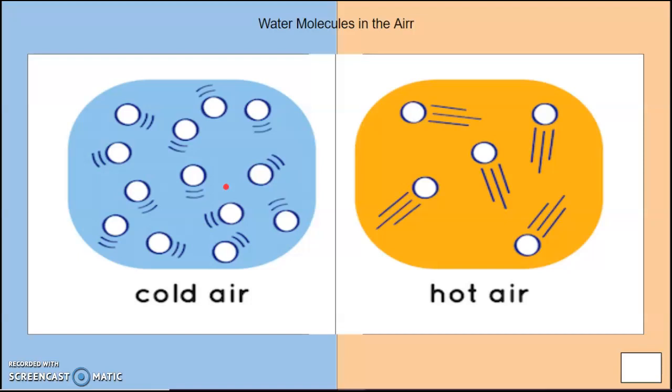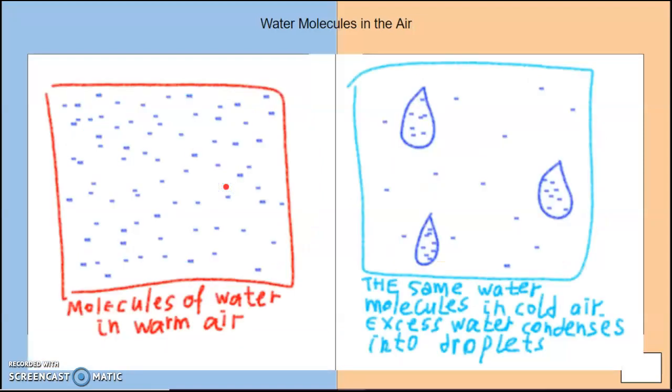Okay, so now I'm going to flip this around and say, let's say we've got molecules of water in warm air. All these little blue dots and everything else in here is the amount of water that is in the warm air. So the molecules are spread out, the water is spread out, and if it's warm, you know that water is going to be a gas.